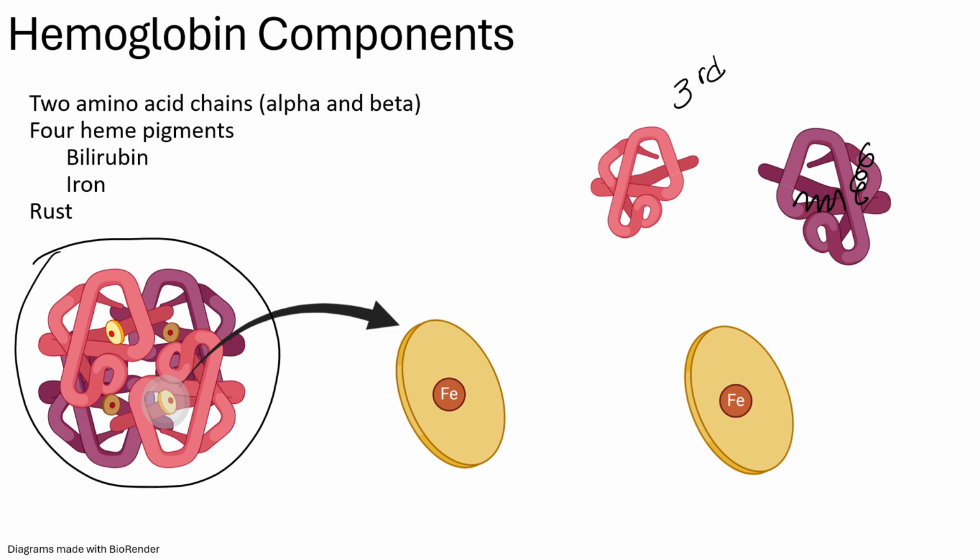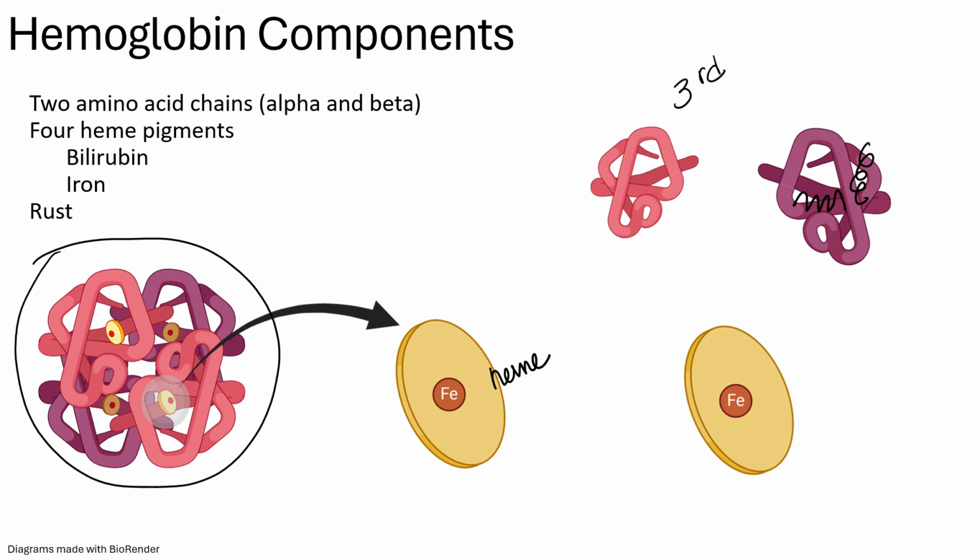Bonded within the alpha and beta chains is a pigment called heme. It has usually a gray or a very dark silvery coloring, kind of like duct tape. This pigment contains another pigment called bilirubin. And bilirubin is the same yellowish pigment that gives stomach bile its characteristic yellow color.